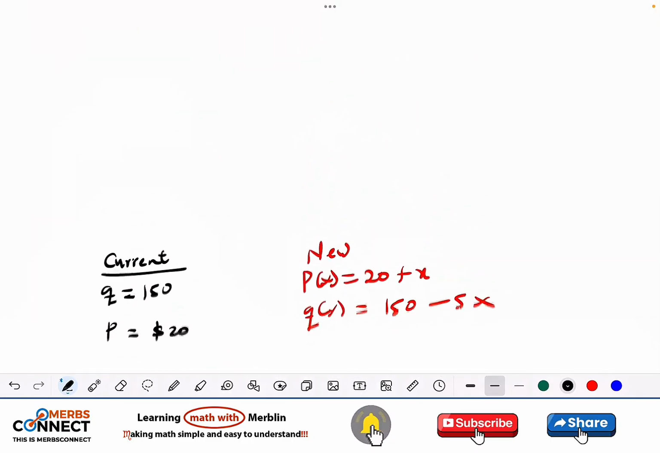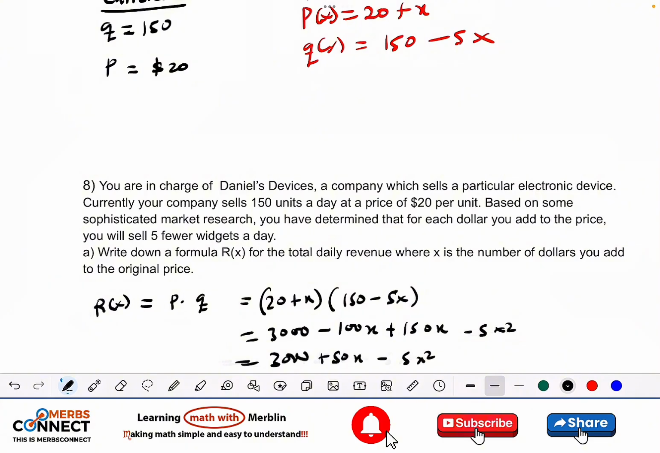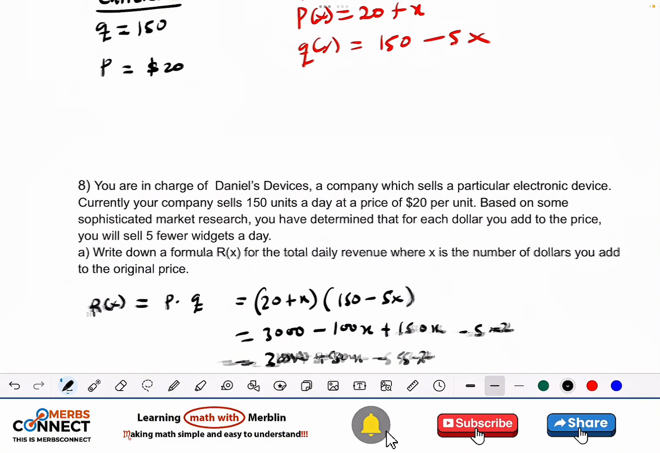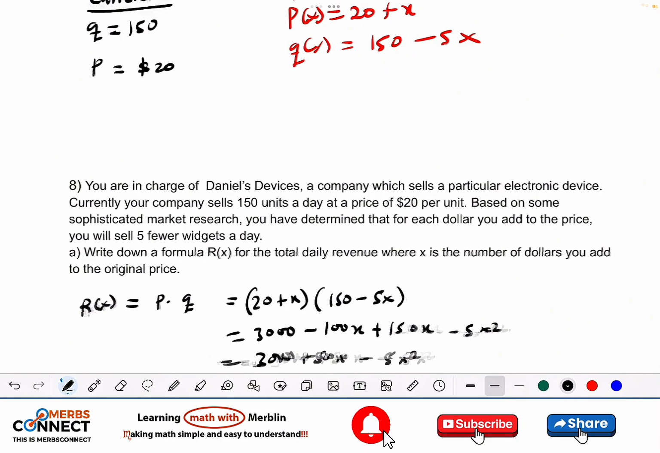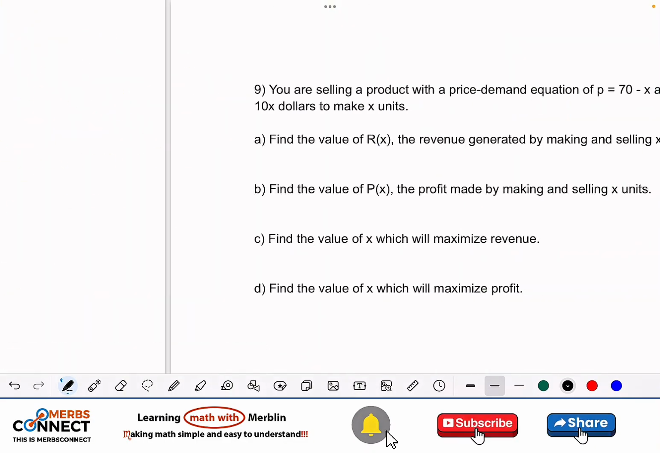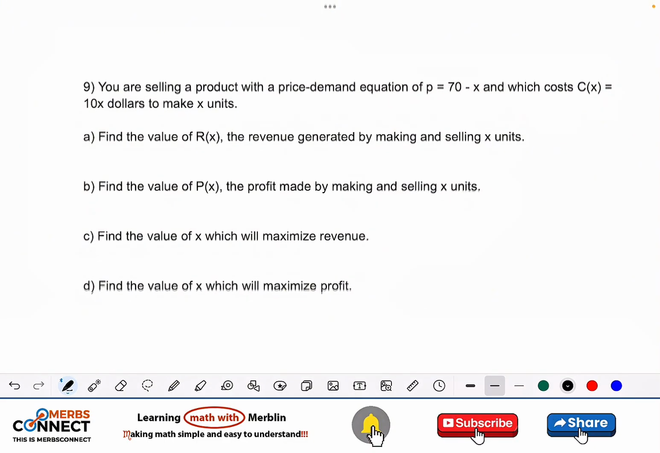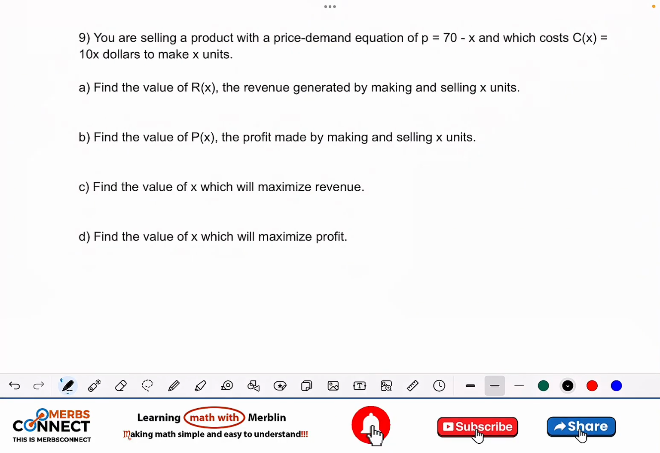Do you have any other question in addition to this? No. So this will be question 8. For this kind of question, try to figure out the current, the old, and then put your information together. Now let's look at question 9.